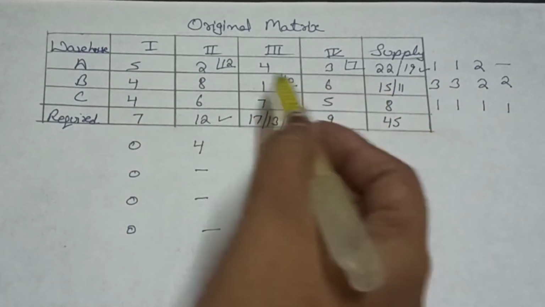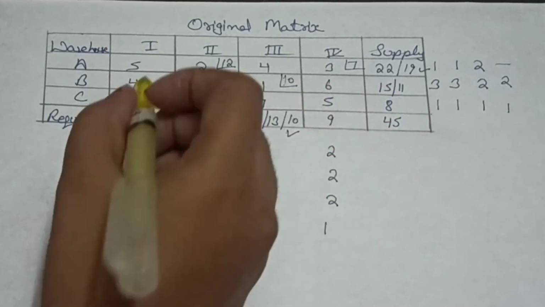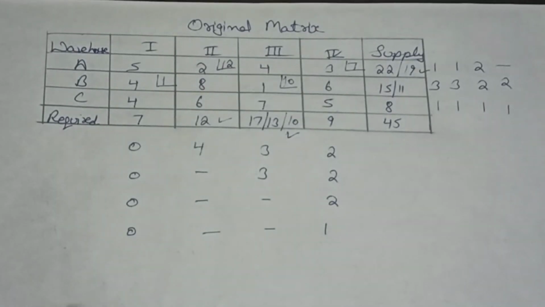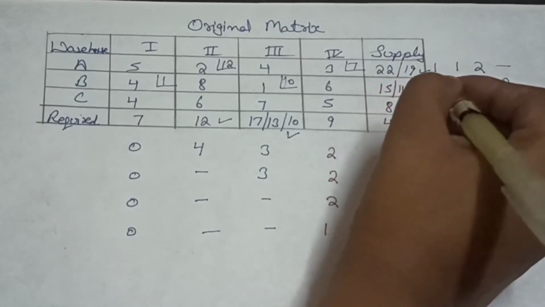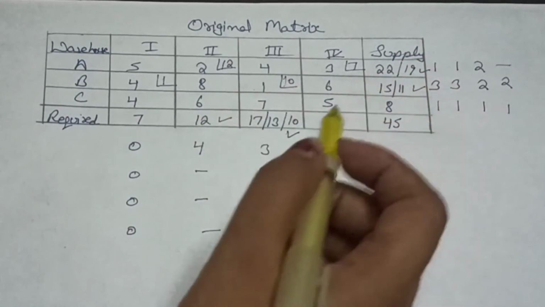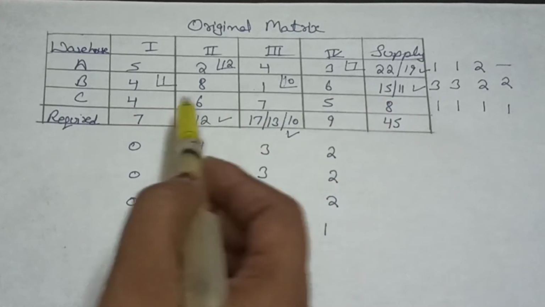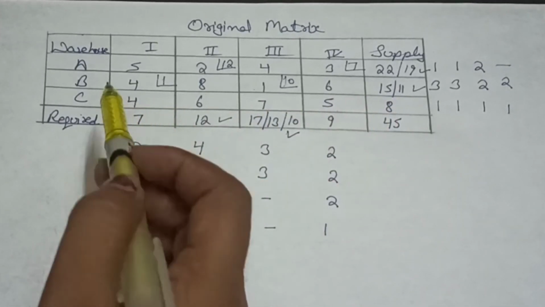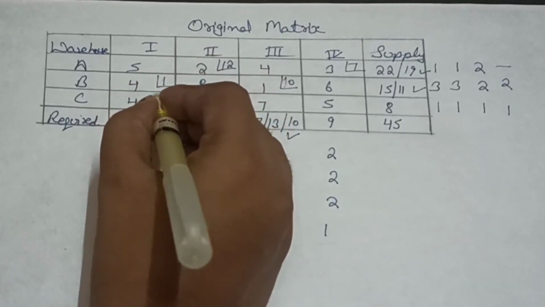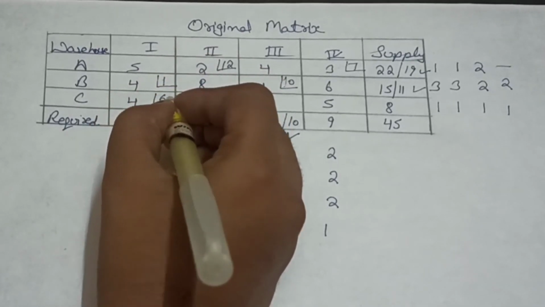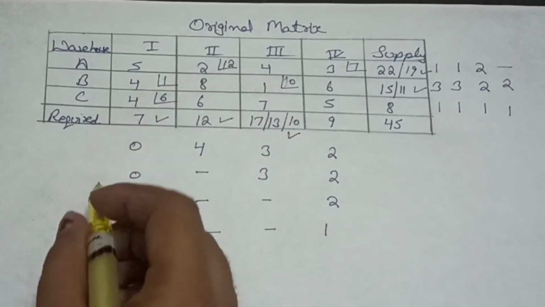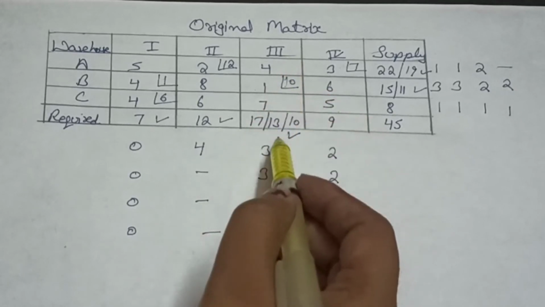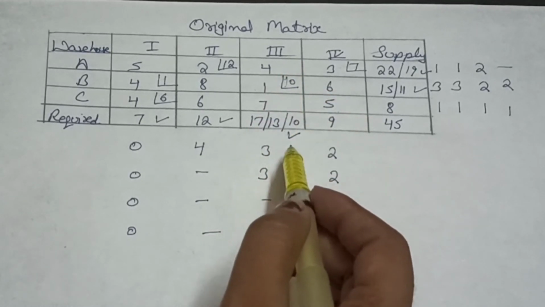So we will satisfy this row. So we will allocate here 1. So you can see this row has been fully satisfied. Now we have to check this row. In this row we have minimum cost is 4. So we will allocate to this cell 6. Now this column has been fully satisfied. This column also has been fully satisfied, and this column has also been fully satisfied.